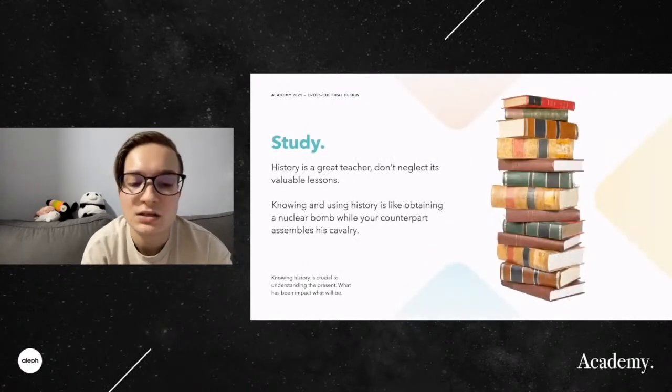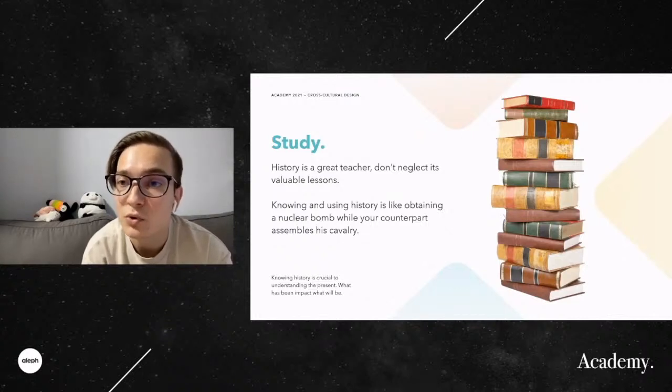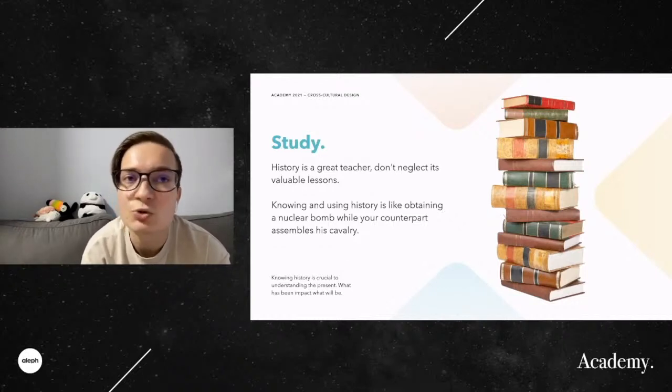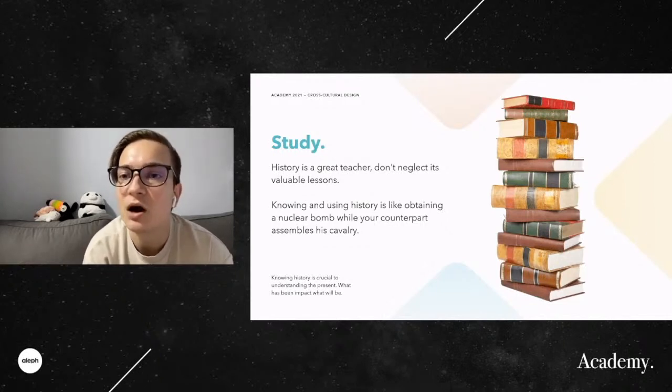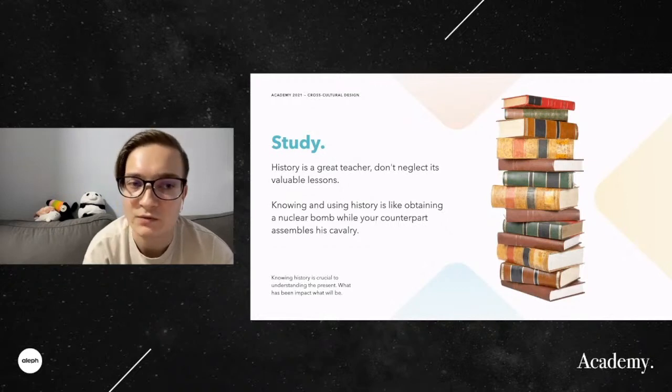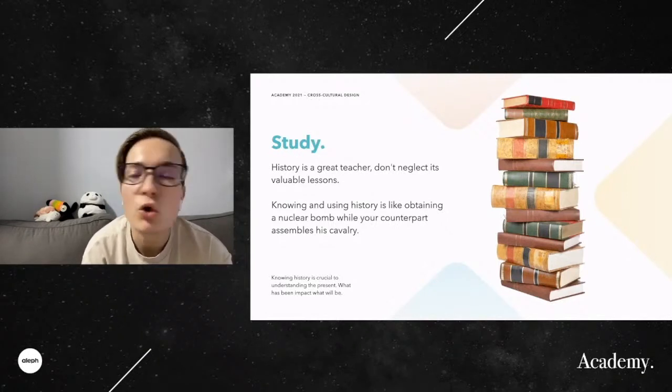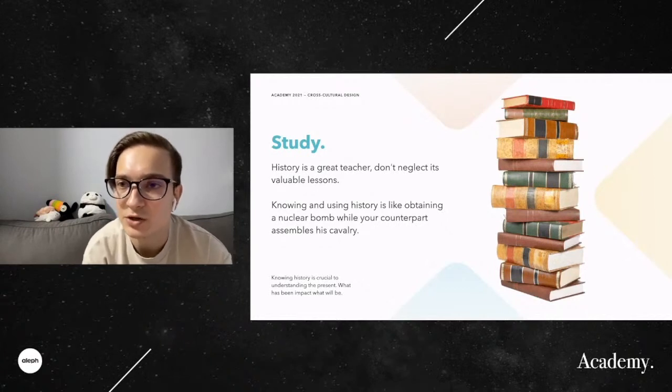I always like to say that studying, especially studying history, is one of the most important things that give the designer their superpowers. So history is a perfect teacher. It gives lessons that you should not neglect, because knowing history is like having a nuclear bomb while fighting a cavalry from the medieval times. Knowing history is crucial to understanding the present. It is like knowing what the next step would be before you take it, because history repeats itself.